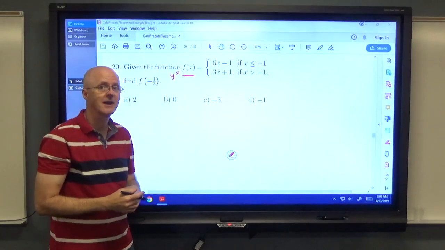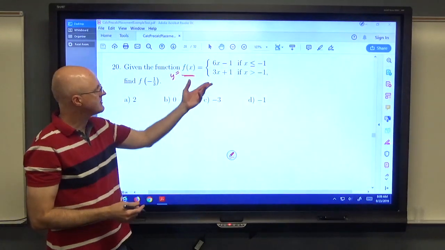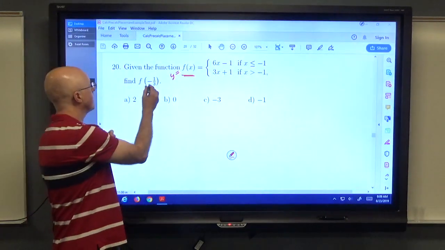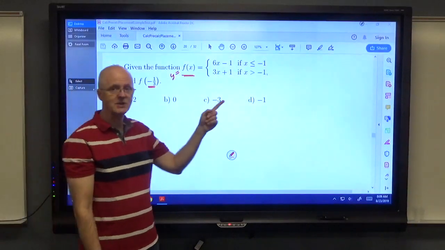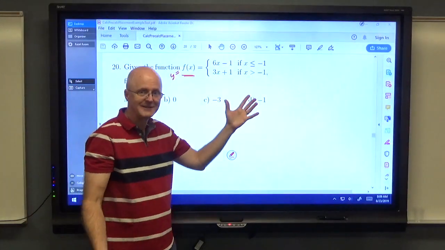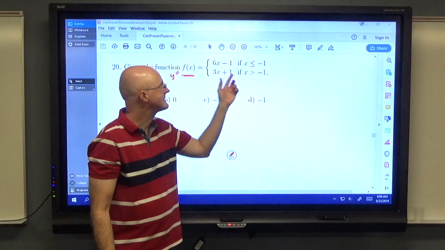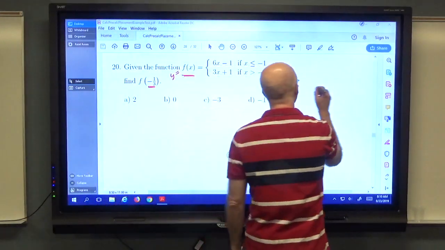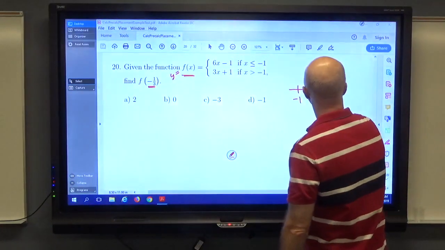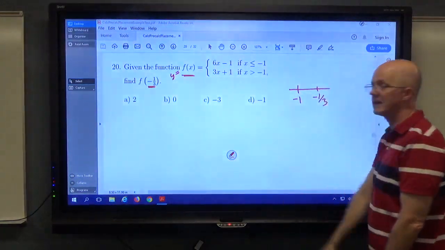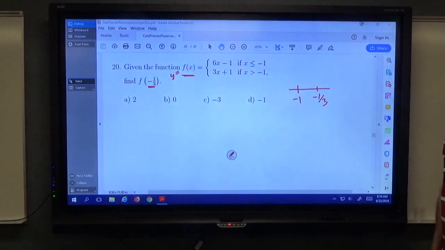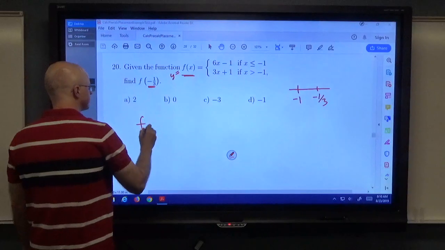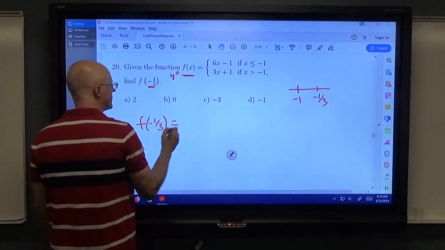That's fine, okay? And with a piecewise function like this, you've got cases. And for the given input, negative 1/3 in this case, you've got to decide which case it's in. Inequalities sometimes confuse people. You've got to be careful. It's the second case. Negative 1/3 is greater than negative 1. On a number line, negative 1/3 is to the right of negative 1. It is therefore greater than negative 1. So it fits the second case. So you use the second formula.